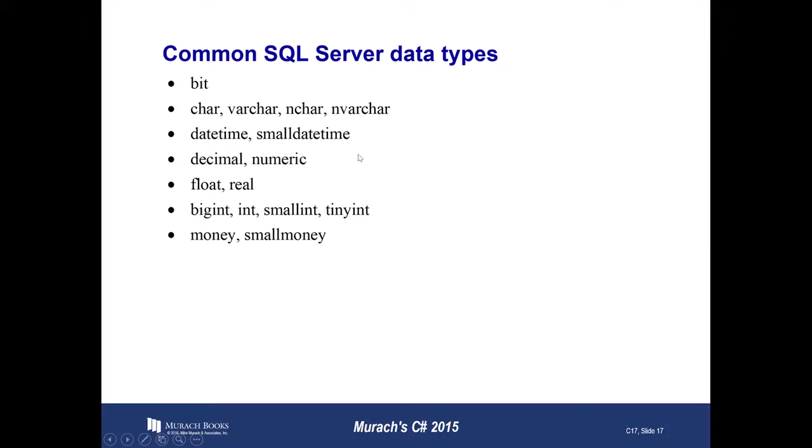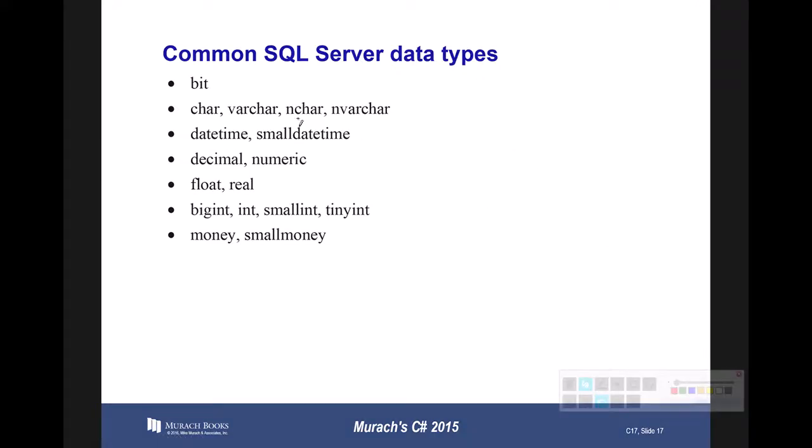Common SQL Server data types, you can see all of them pretty well correlate to C#. We have a bit, which is technically like a Boolean. It's a 0 or 1. You have a char, which is a single character, which correlates to C# as well. You have a varchar, which is normally like a string. And the same here.